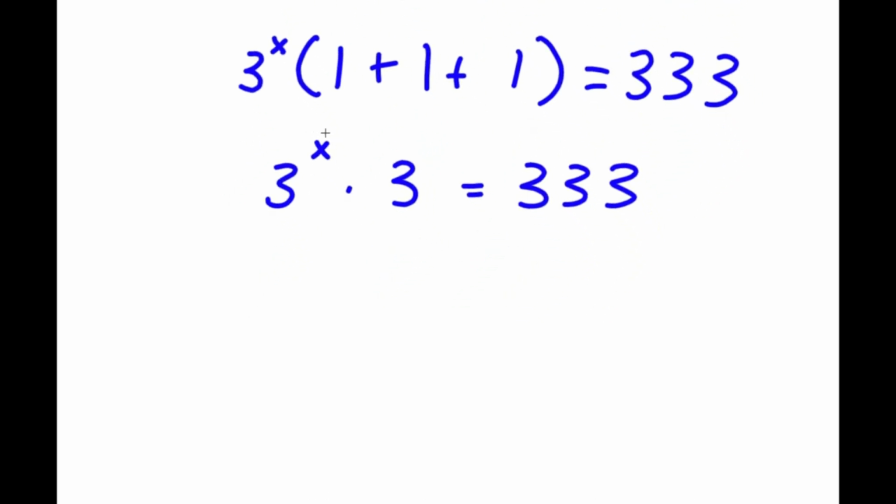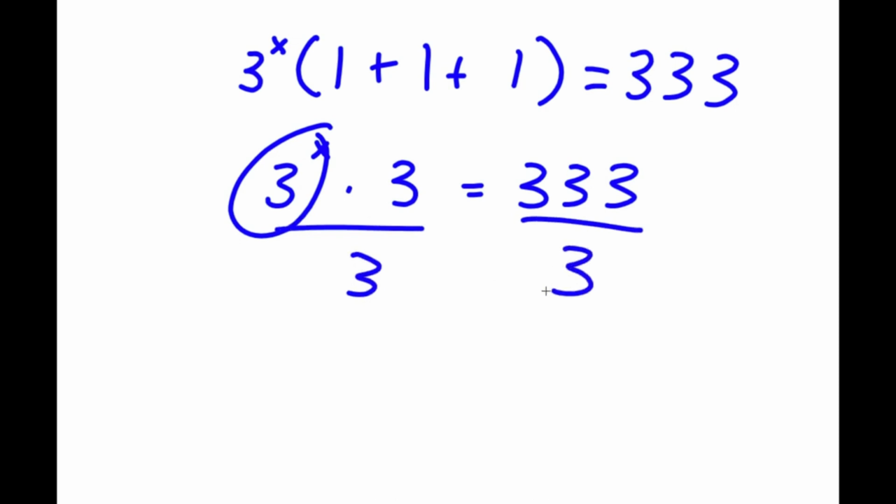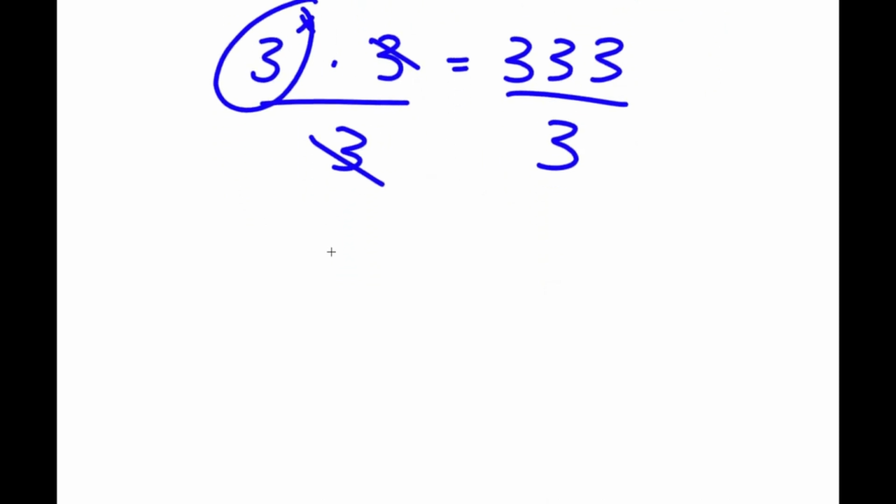So now I obviously want to isolate 3 to the power of x because this is the term that has the variable x that we're solving for. So I want to try to find a way to get rid of this 3. To do that, I'm going to divide both sides by 3. Now, these two 3's simply cancel out, and I'll be left with 3 to the power of x is equal to 333 divided by 3, which is 111. So now I got this equation, 3 to the power of x is equal to 111.